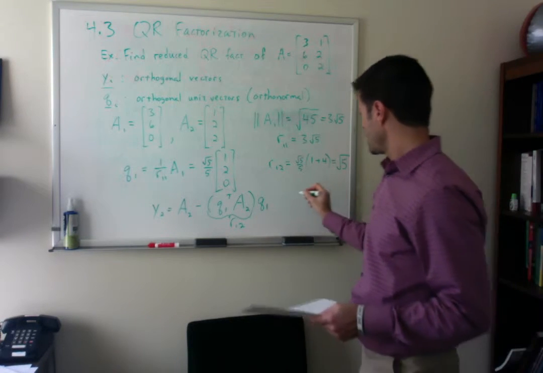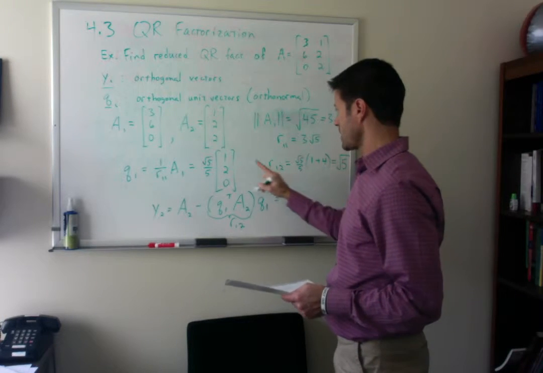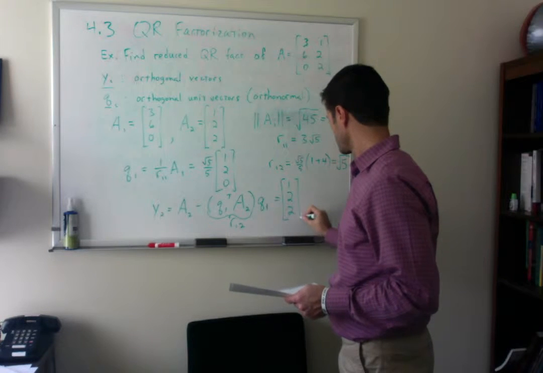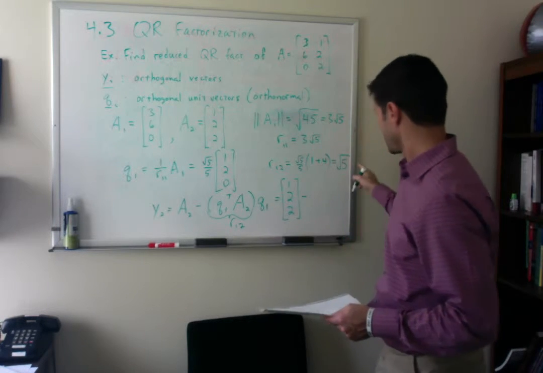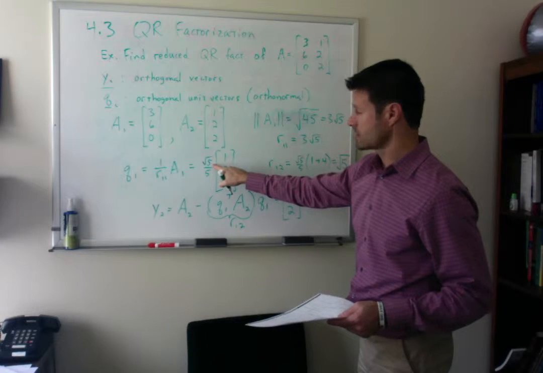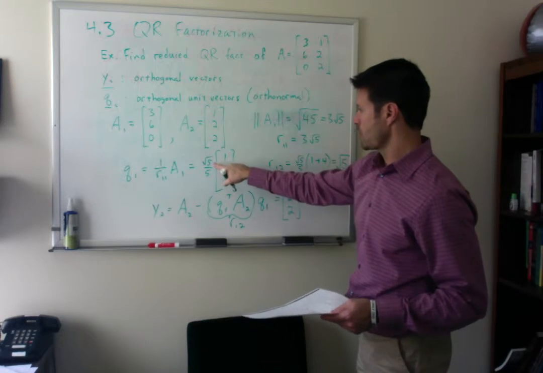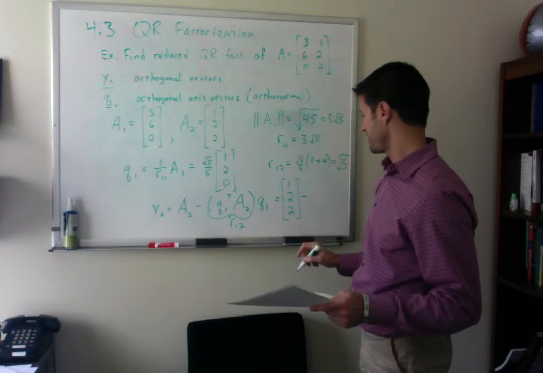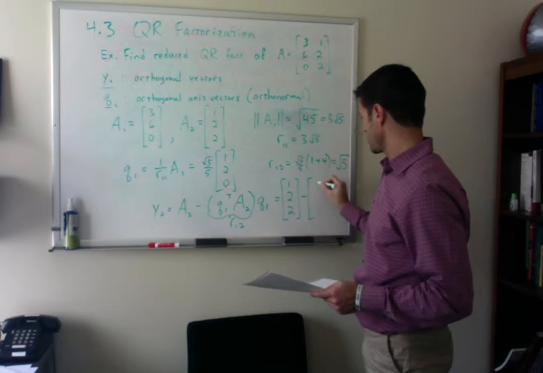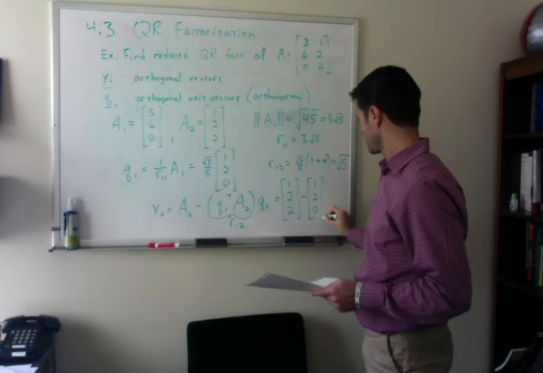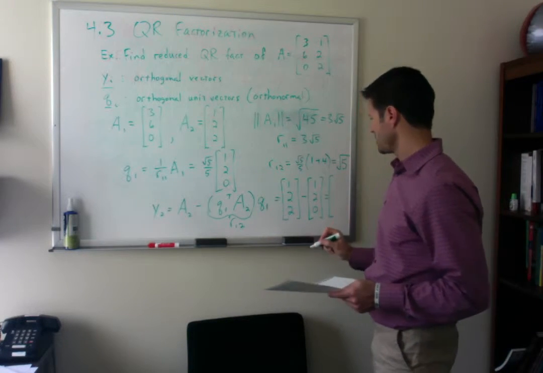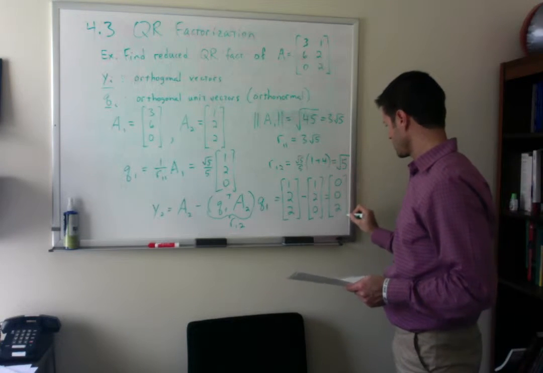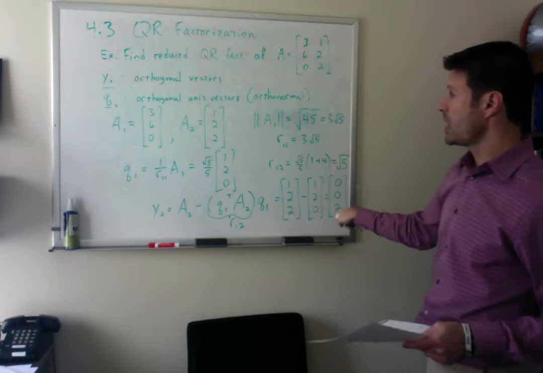So now I can actually write this in. y2 is 1, 2, 2, and then minus root 5 times q1. Of course, there's going to be some simplifying here. The root 5 times root 5 over 5 is going to simplify as 1. So it's just going to be minus 1, 2, 0. And so this is going to equal the vector 0, 0, 2. So this is y2.